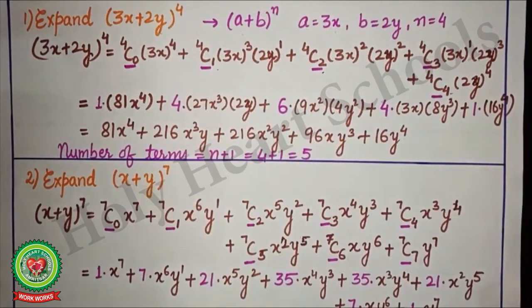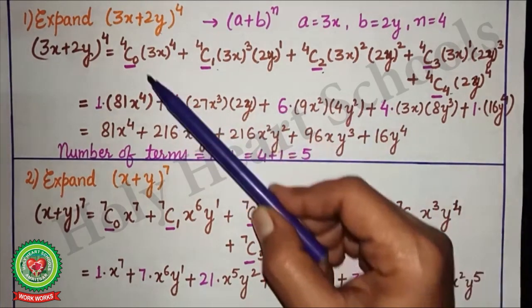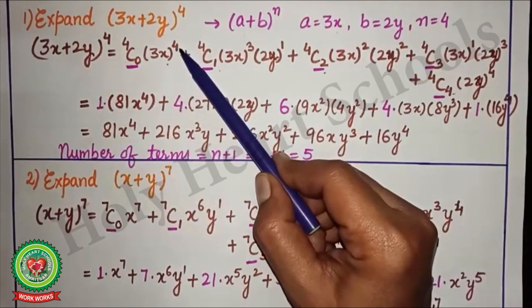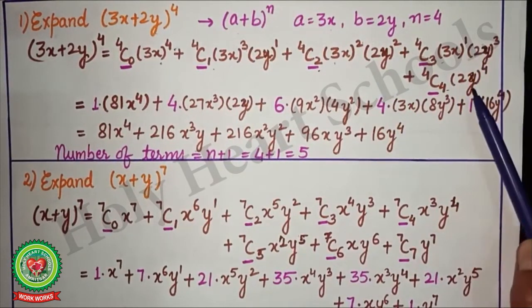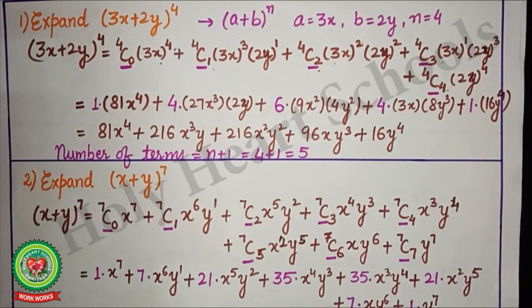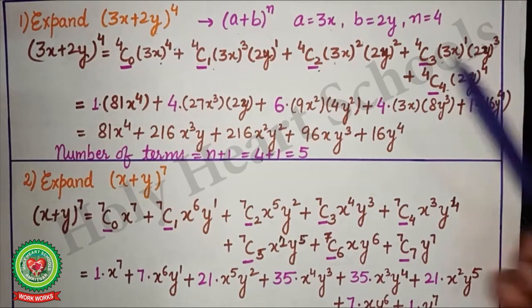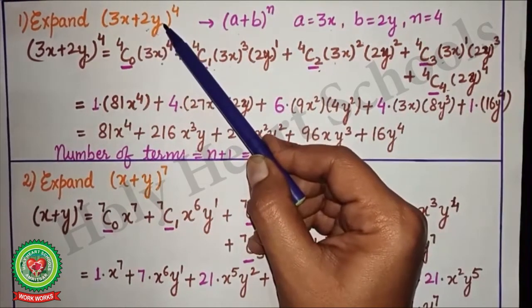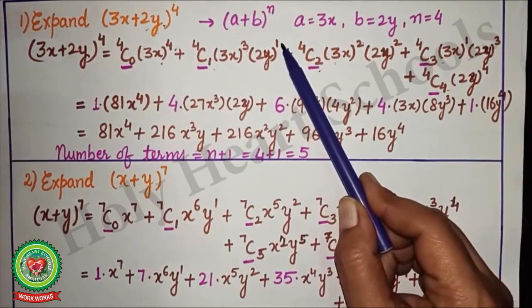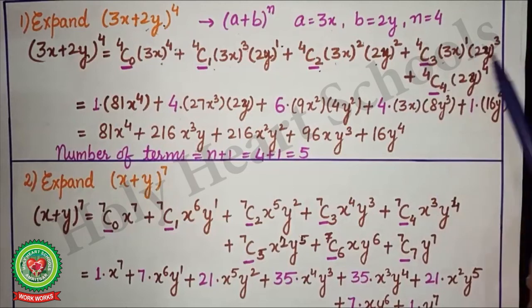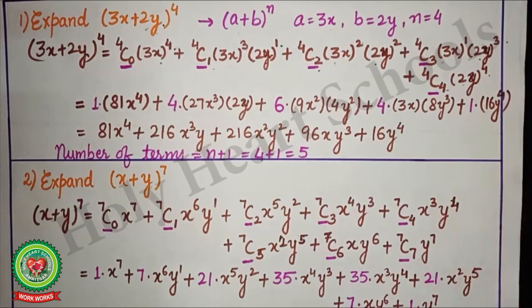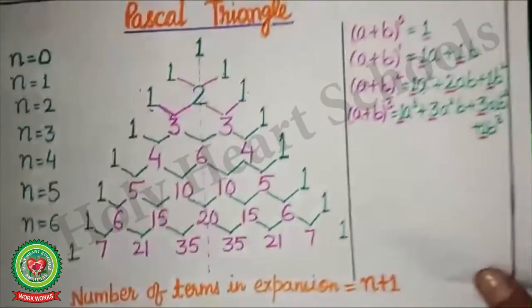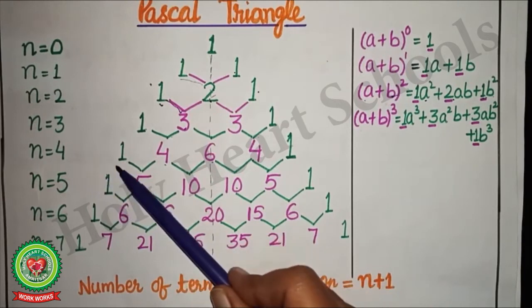Now, start with the first term. We know that power of a goes on decreasing. So, we will start with 3x. So, 3x raised to power 4, then 3x raised to power 3, 3x square, 3x raised to power 1 and last one is not containing any term of 3x, so it is 0. Second, we will start with 2y from the second term. So, here 2y raised to power 1, 2y raised to power 2, 2y raised to power 3 and 2y raised to power 4.